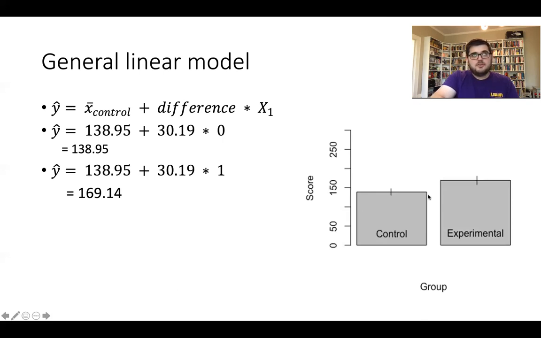If you give me a new observation, you say predict what their score is going to be, and you tell me they came from the experimental group, now I'm going to say X1 equals 1. And so my prediction, Y hat, is going to be 138.95. That's the mean for the control group, plus the difference between groups, that's the regression coefficient, times 1. So this term stays in the equation and it gets added together to 169.14. And that happens to be the mean for the experimental group.